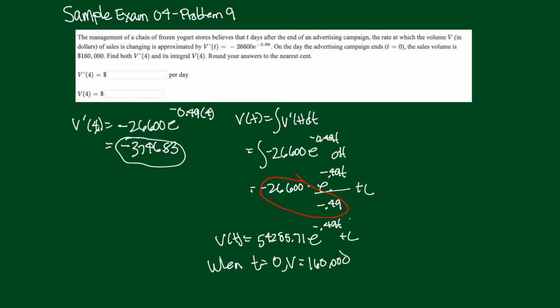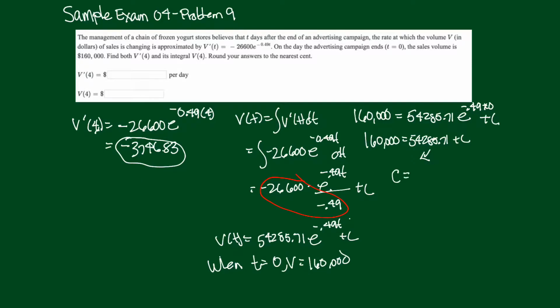So let's do that. So v is going to be 160,000. That will equal, let's say, the 54285.71 e to the negative 0.49 times 0. But what happens here? 0 times any number is 0. E to the 0 is 1. 1 times this number is just that number. And when I did that, I am getting C equaling 105,714.29.